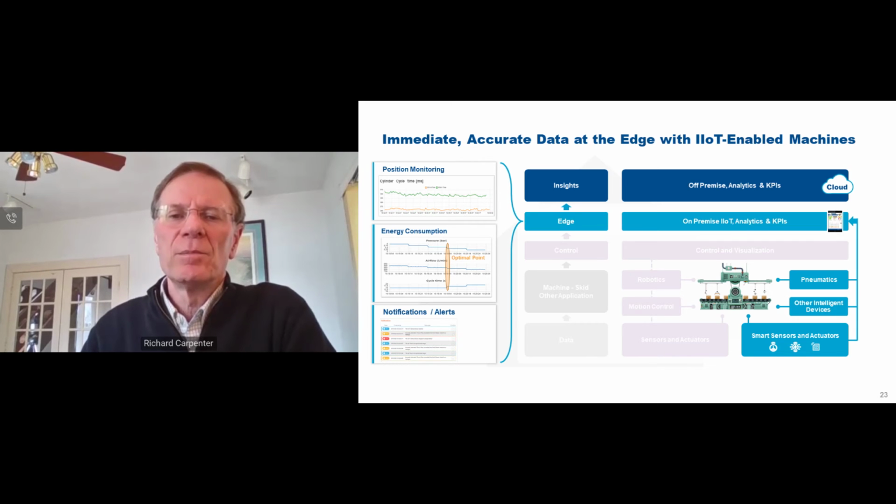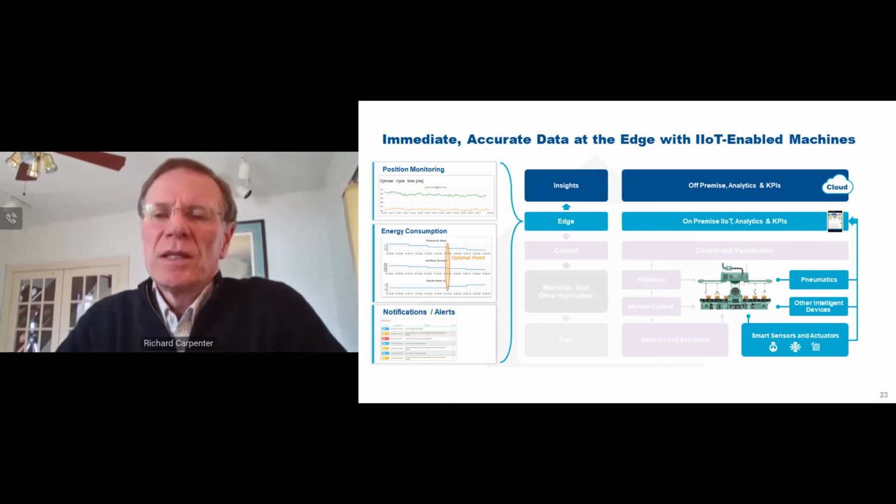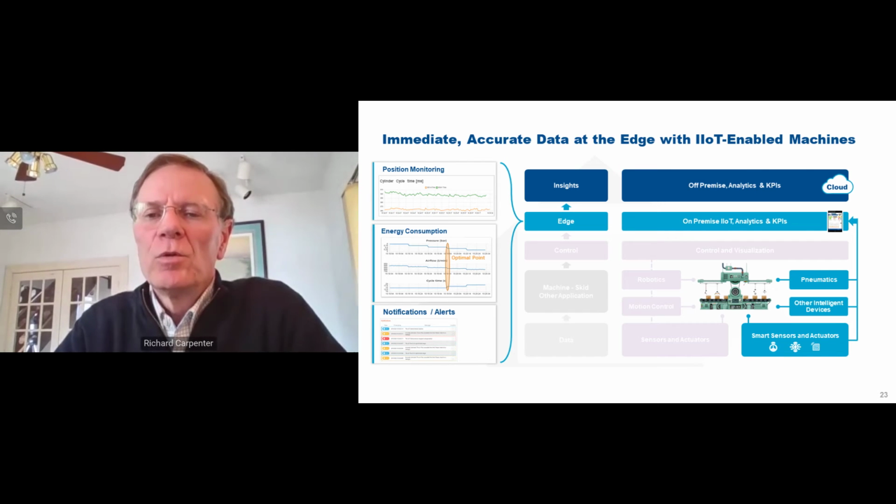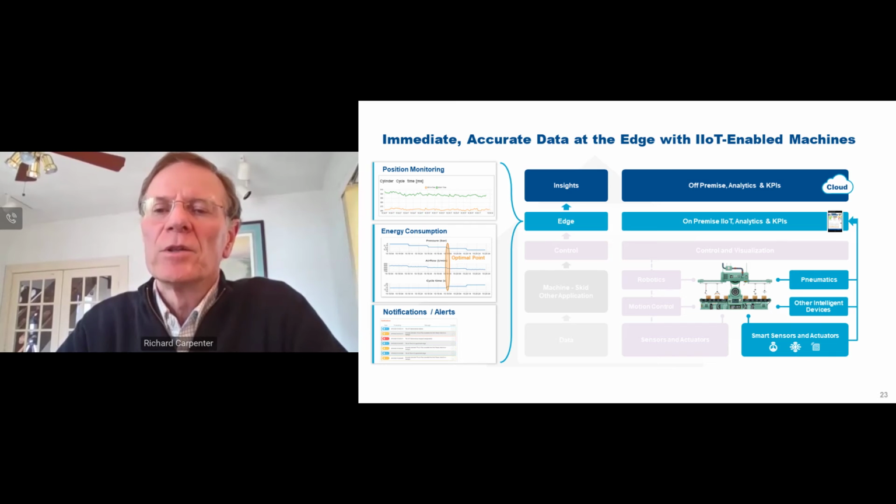This area that's in pink is a very traditional part of the application. So where does the edge control come in? Well, if you see the more light blue oriented applications, and there's smart sensors at the bottom, other intelligent devices, maybe the pneumatics, you can see that the IoT layer, the edge layer, is actually tapping into that additional information, completely bypassing the control system.